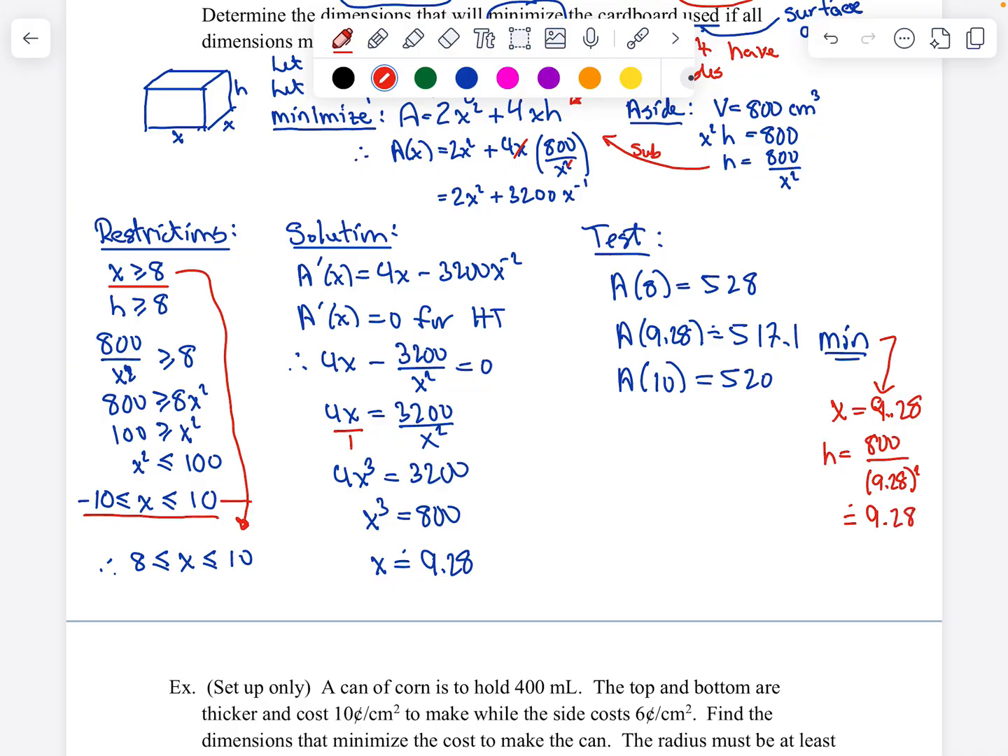So we get our optimal volume when the dimensions for the shape are all the same size. So we can say our conclusion: the dimensions are 9.28 centimeters by 9.28 centimeters by 9.28 centimeters. All three sides are the exact same length.